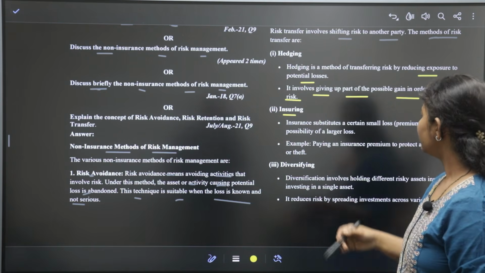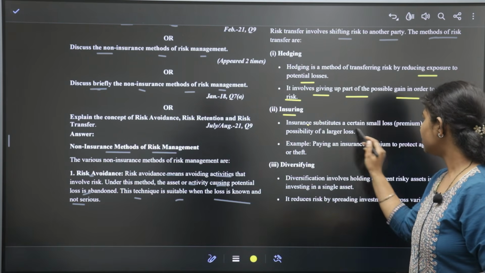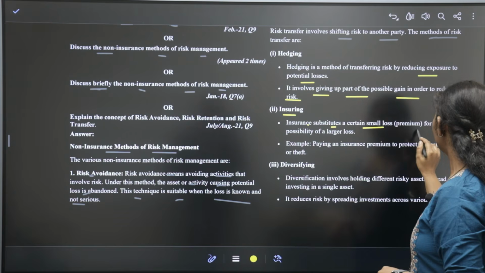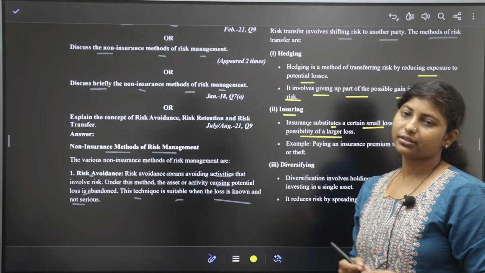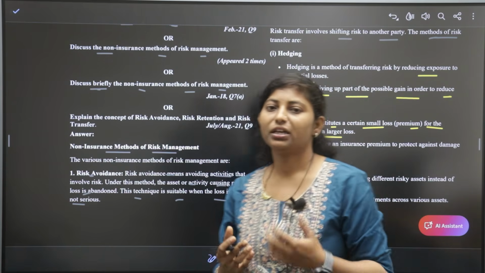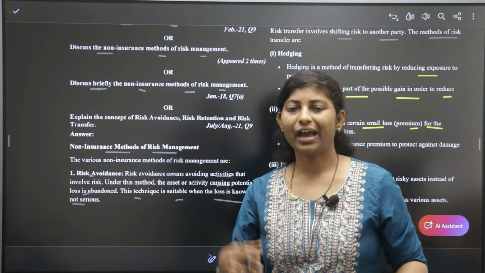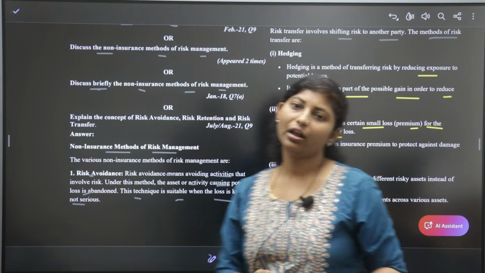Insurance we also discussed. Insurance is nothing but substituting a certain small loss, the premium, for the possibility of a larger loss. We discussed the insurance company: we promise them that we will pay the premium amount, and they promise us that they will compensate our losses.